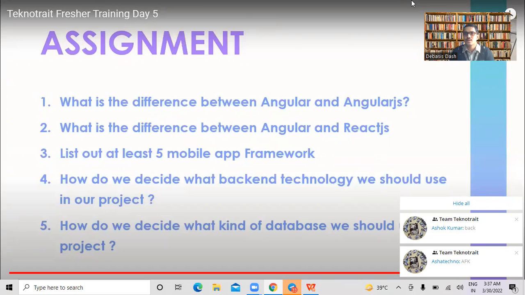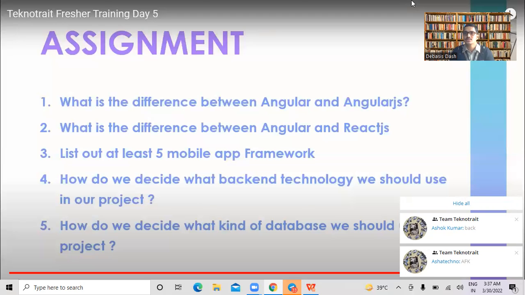Then the second point is characteristics of language. So there are different languages available to programmers. Each language has different characteristics, communities, support, and ecosystems which influence the decision-making process.